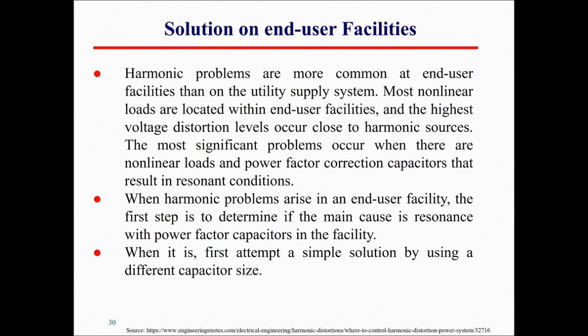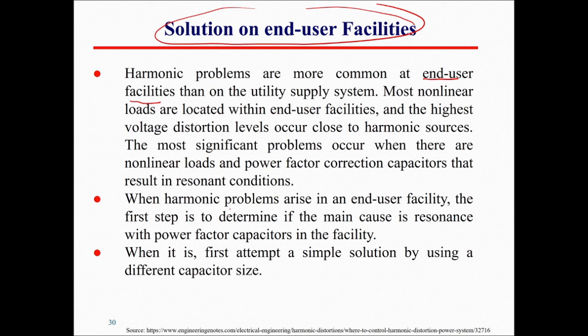Harmonic problems are more common at the end user facility than on the utility supply system. So now we are looking at the end user facility. Okay, so solutions on the end user side. Most non-linear loads are located within end user facilities, like big industry, and the highest voltage distortion levels occur close to the harmonic source. The most significant problem occurs when there are non-linear loads and power factor correction capacitors that result in resonance.